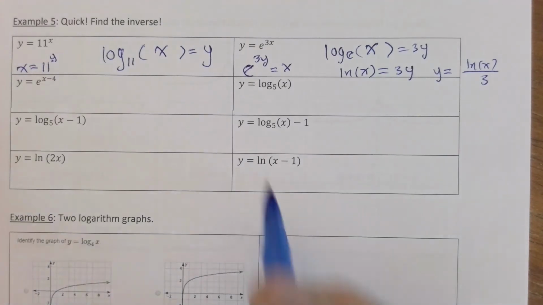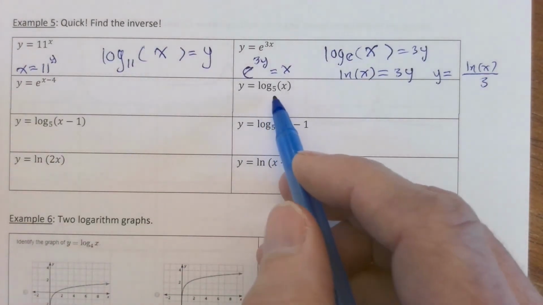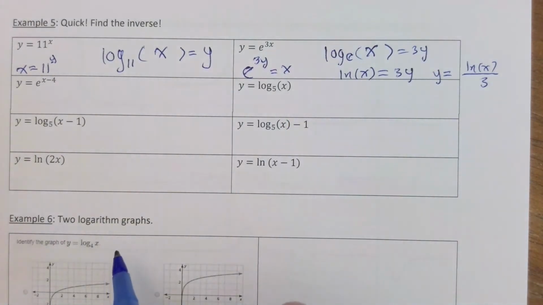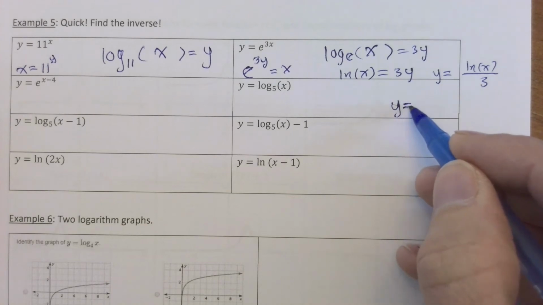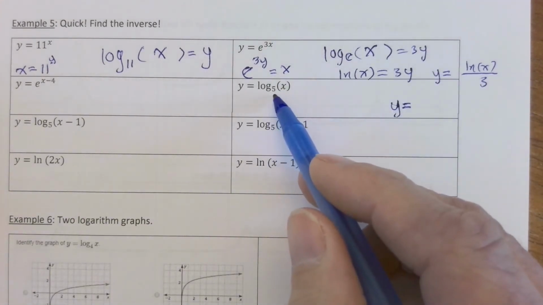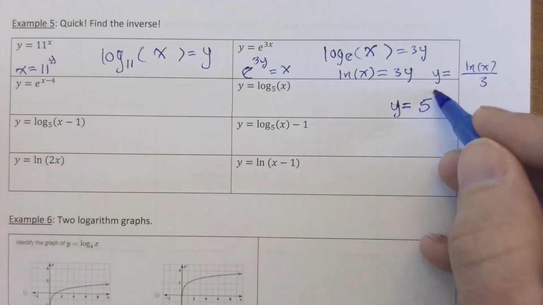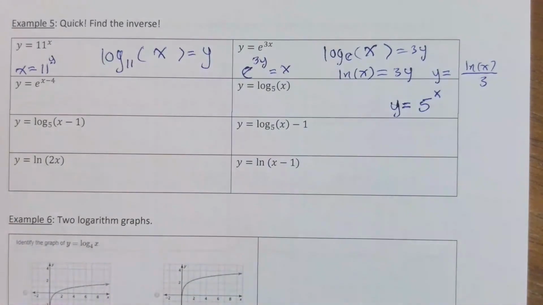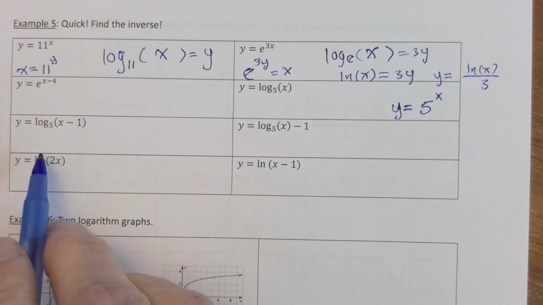Quick, find the inverse. Well, the inverse of a base 5 log is a base 5 exponential. So the fastest way by far to do this problem is just remember that logs and exponentials are inverses. A base 5 log has as its inverse a base 5 exponential. And I could carry out all the steps and convince you that that's correct. Well, some of these down here look a little more complicated.